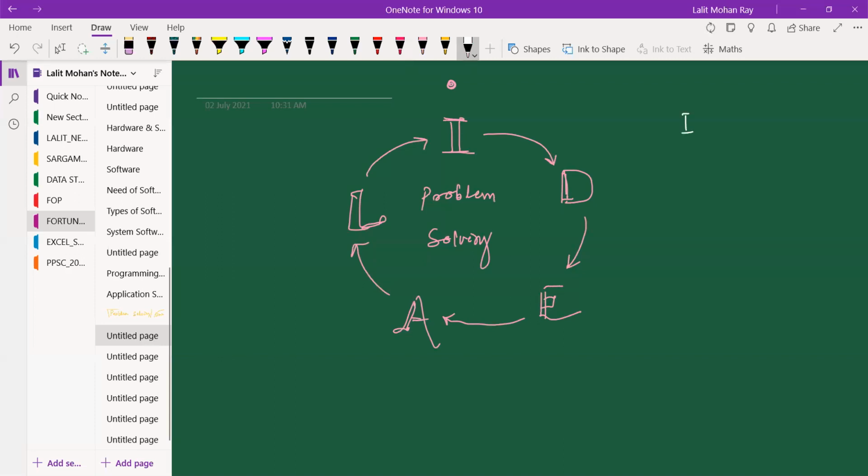I stands for identify. I'll explain. D stands for define. E stands for explore. A stands for, who can say? No one. Accept. And finally, L stands for? Anyone?